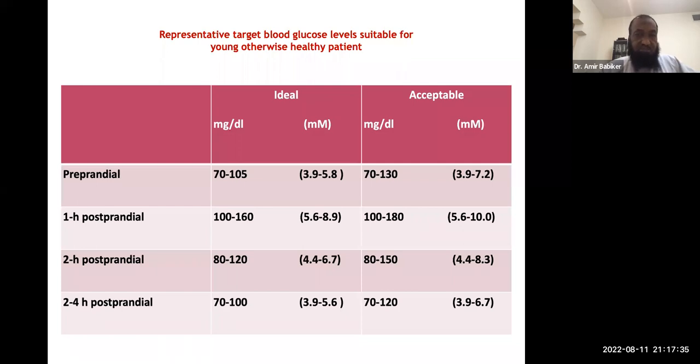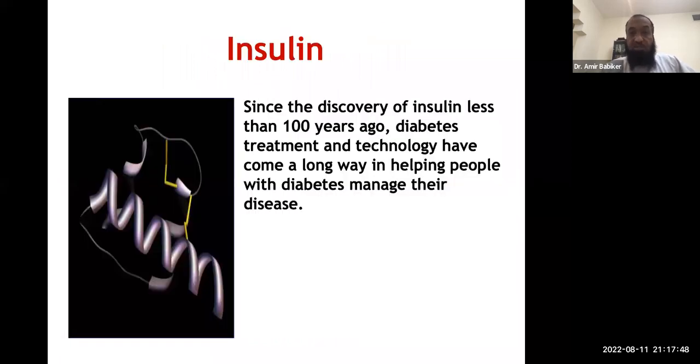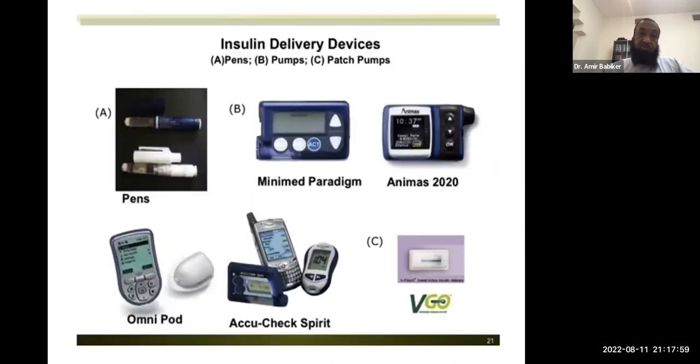These are ideal and acceptable ranges. You don't need to memorize this actually. They're just a good reference to keep for the 2-hour postprandial and the preprandial levels of blood sugar. Of course insulin made a big difference in the management of diabetes. Patients used to die before the discovery of insulin 100 years ago. That's why they celebrate the discovery of insulin, and there is progress every time in the ways you deliver it. So we have pens that replaced the scary needles for children and even adults.